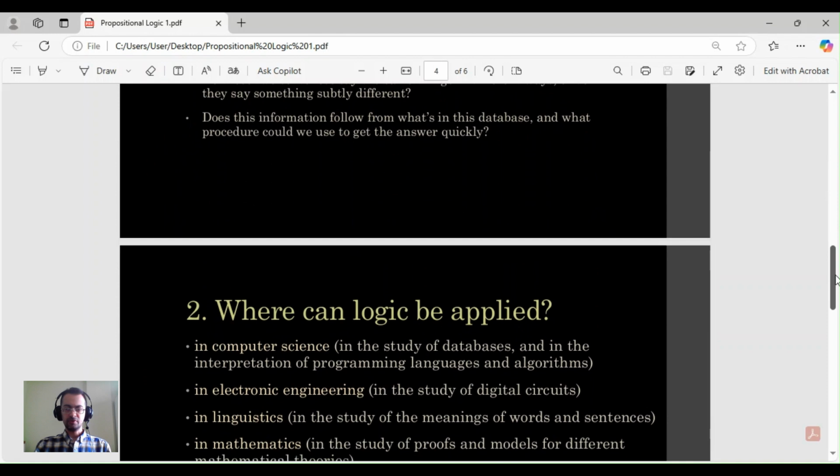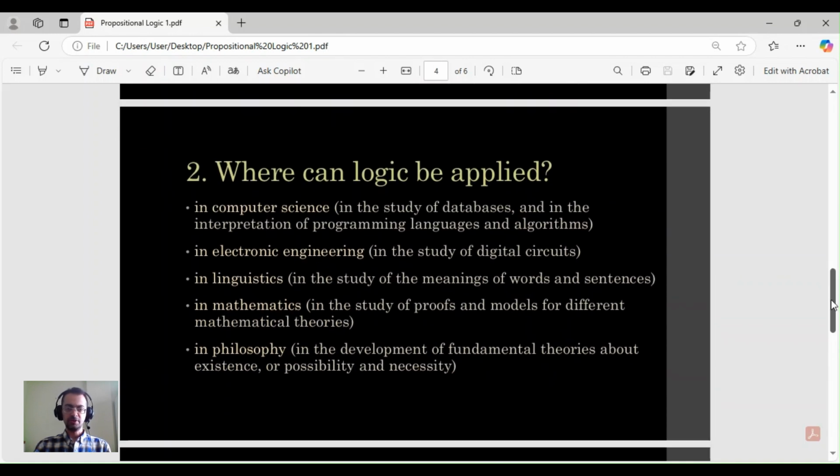Okay, our second subtopic is related to the practical aspects of logic. And our central question is, where can logic be applied? In computer science, it can be applied in the study of databases, and in the interpretation of programming languages and algorithms. It can be applied in electronic engineering, in the study of digital circuits.